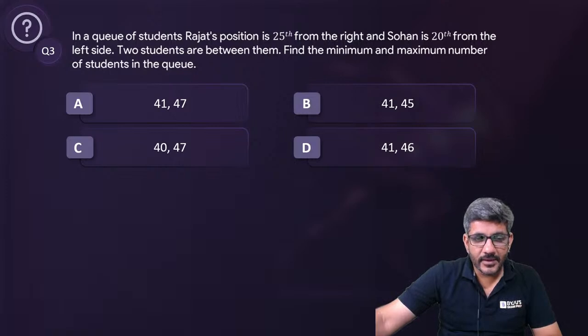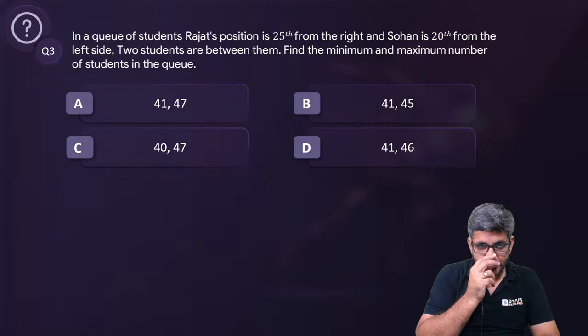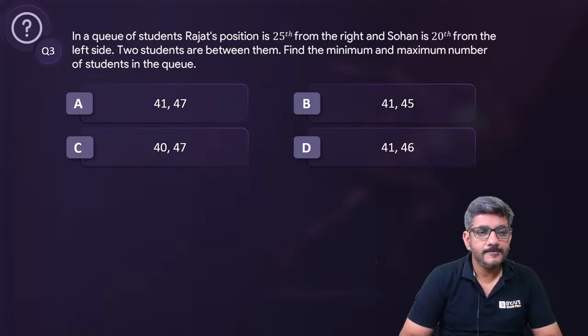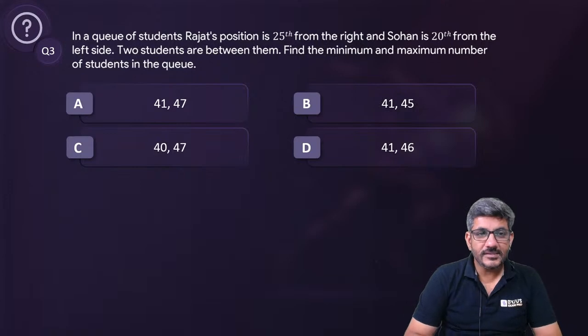Any answer from anyone? No answers this time. Soumya Srivastav has answered C. That's great.